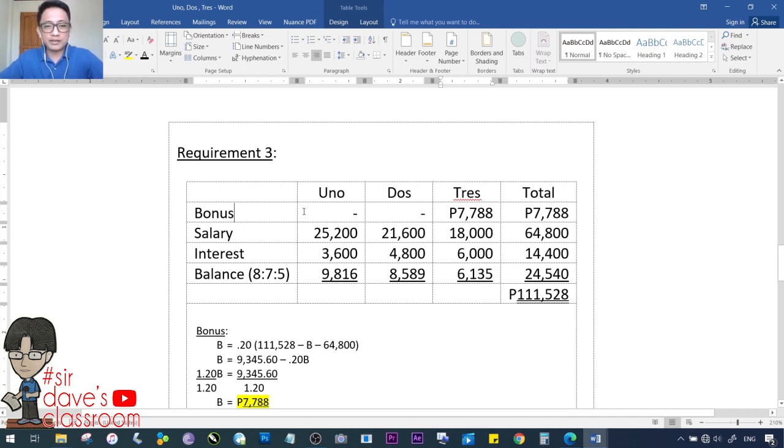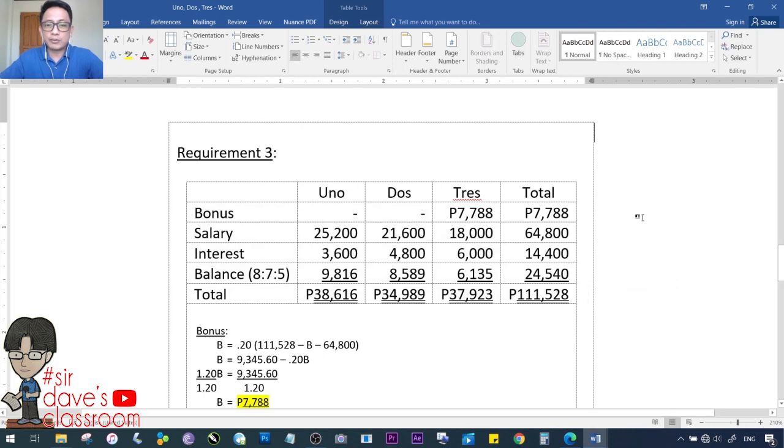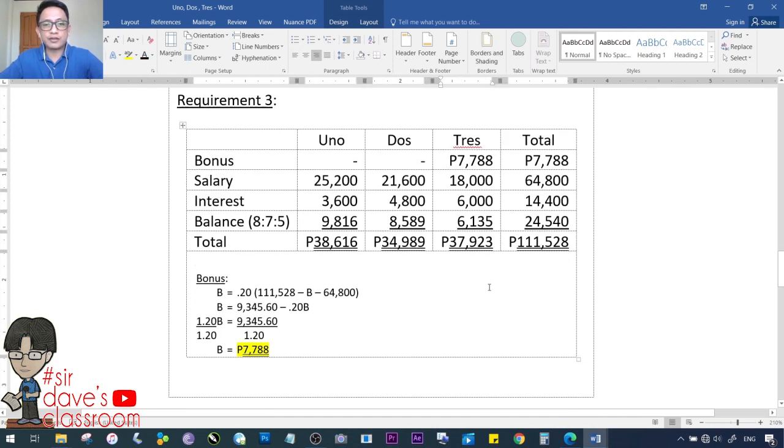Requirement number 3, this is the last requirement. The total share of Uno in the net income of 111,528 should be 38,616. Dos, 34,989. Tres, 37,923. This is our schedule of profit distribution, requirement number 3.